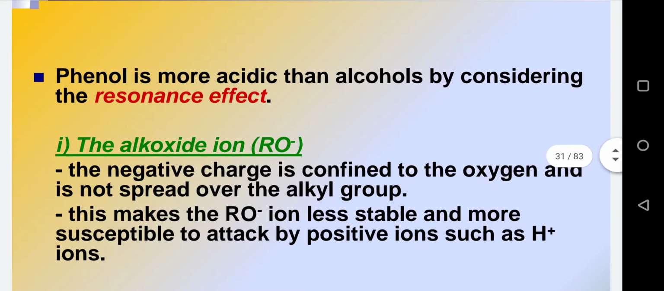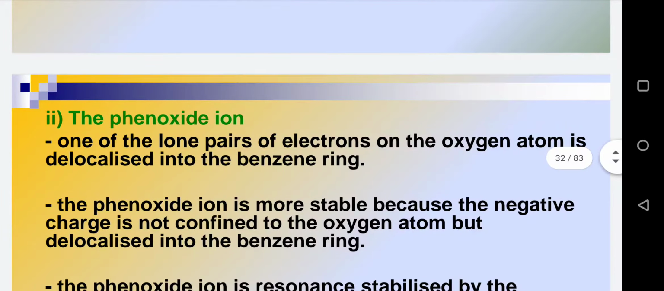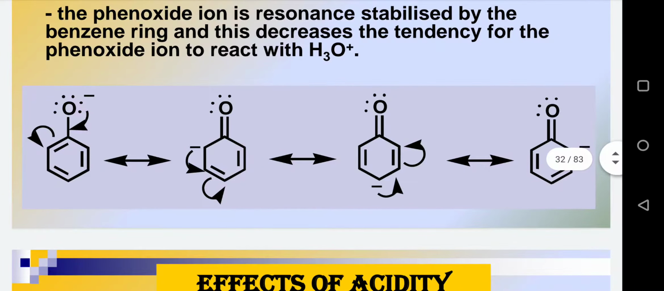In the first case, there is RO negative, or the generation of alkoxide ion in the case of alcohol on getting deprotonated. But this alkoxide ion is much less stable than the phenoxide ion, because after the liberation of the proton, this phenoxide ion is resonance stabilized due to the delocalization of the oxygen-containing lone pair, or we can say the negative charge gets delocalized onto the benzene ring as a whole.